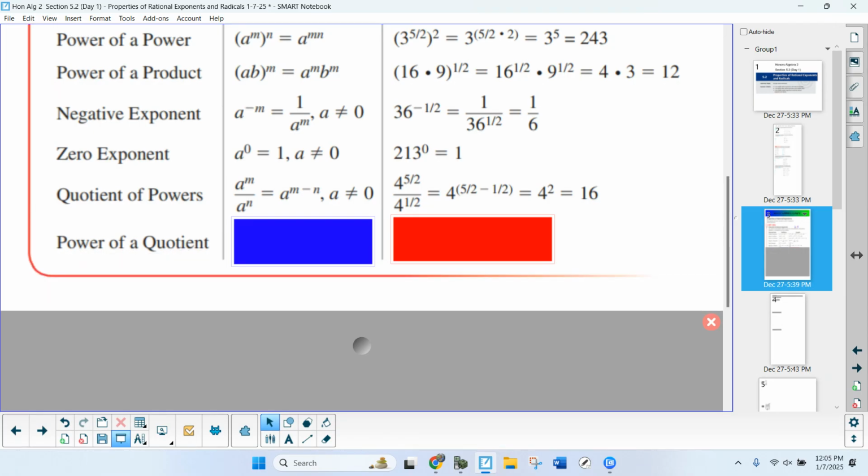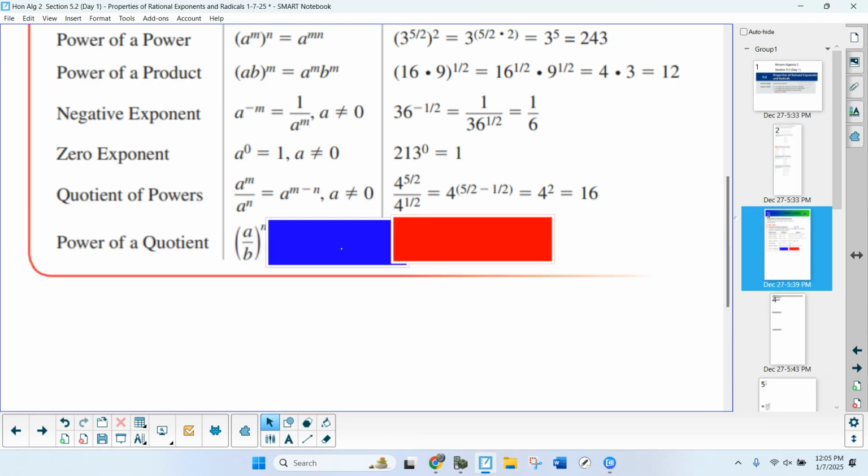And the last one, power of a quotient. This says if you have a power of A divided by B, what do you do with M? Share it. Give it to both. You know, I don't like the word distribute because it's not really the distributive property, but you are giving it to both, so I see why you guys say distribute. It goes to both the A and the B. Again, B can't be 0 because you can't divide by 0.